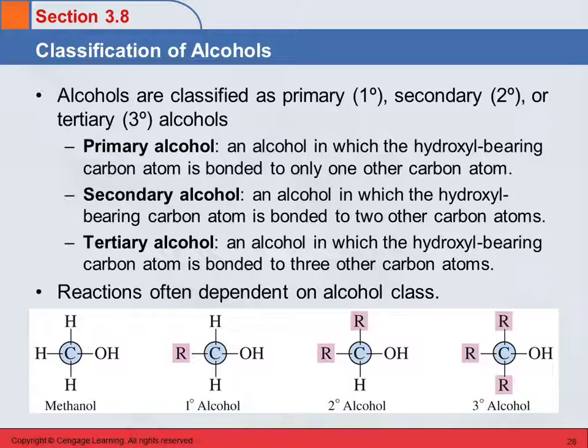So it's a little bit different than when we were talking about carbons. You can't have a quaternary alcohol because the hydroxyl group is one of them. But you're looking at the carbon that the hydroxyl group is attached to. We need to understand this because the chemical reactions that alcohols undergo often depend on what class they are in. Some reactions only occur on primary alcohols or secondary, etc.